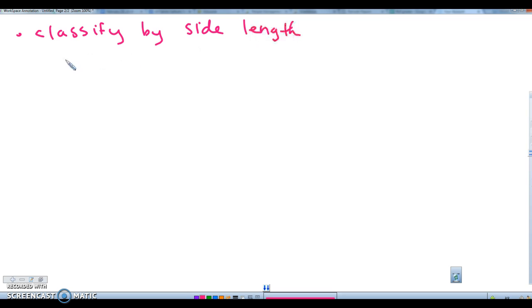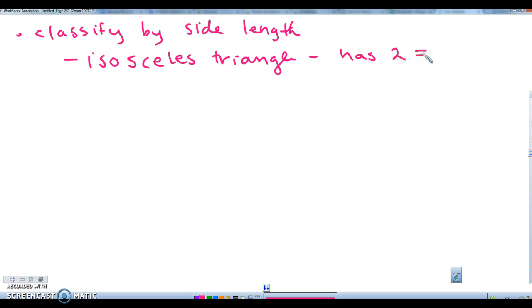If we classify by side length, we have something called the isosceles triangle. An isosceles triangle has two congruent sides. And it would look something like this. And I would mark that these two sides are congruent by putting my little tick marks on.